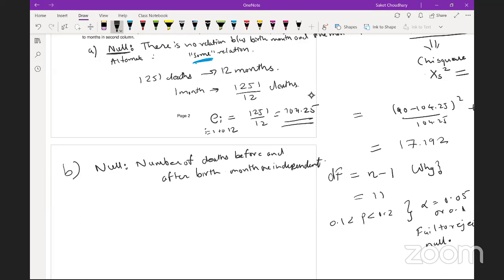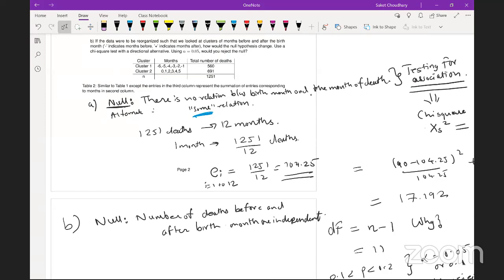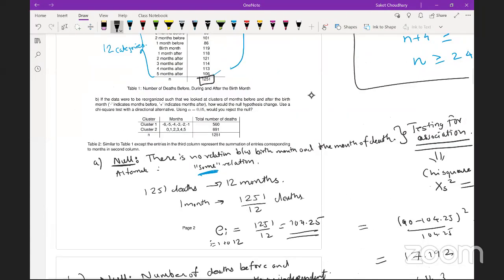So what is the difference between what we were doing in part A and part B? In part A, we are concentrating on different months altogether and contrasting it with a birth month. In part B, we are now much more focused, and we are saying that the number of death months before and after birth are independent. Rather than working with 12 categories, we are now working with just two categories, either before or after.